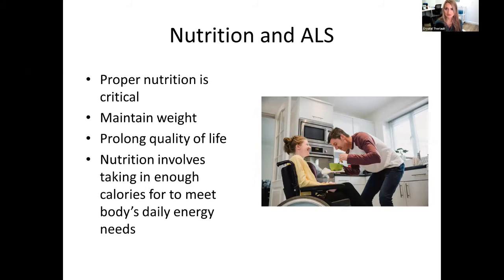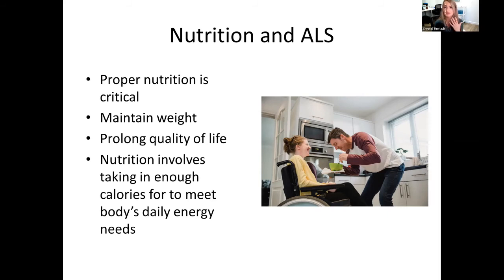So nutrition for patients with ALS is critical. ALS patients tend to lose weight because they're having difficulty swallowing. That often leads to less appetite, and so they have difficulty maintaining their weight. A lot of people eventually go to a tube feed. If they're having a lot of trouble swallowing and getting in that nutrition, then they will get a gastric tube, a tube into their stomach that they can put their food in.